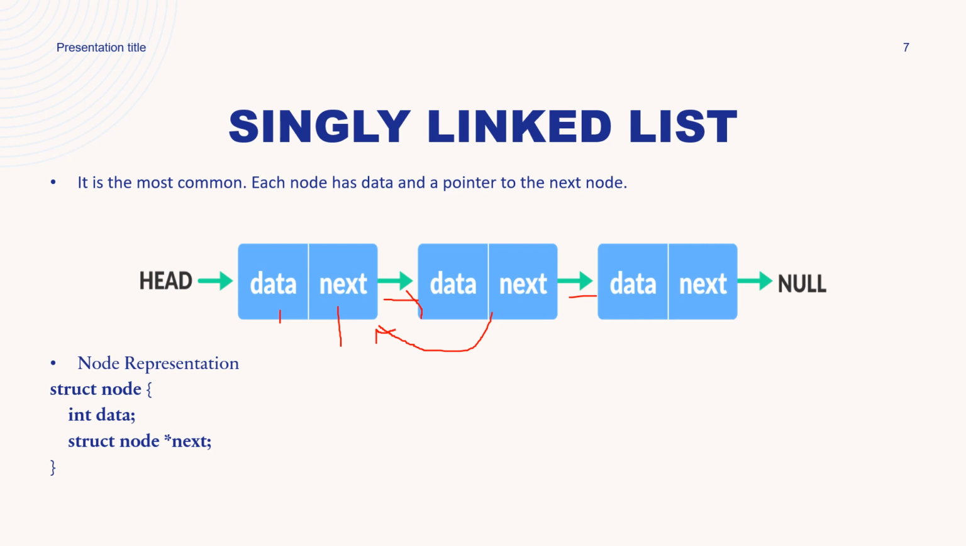Now the singly linked list node representation is just like struct node { int data; struct node *next; }. We are using the structure from the C and C++ programming languages. So here we are defining two fields, that is int data and a pointer to the next node.